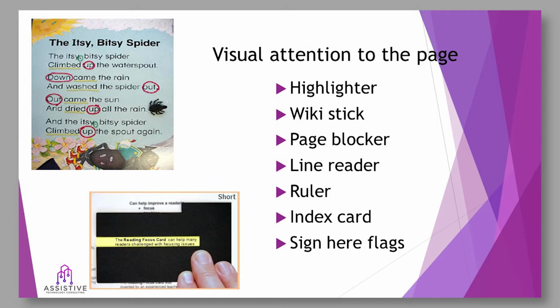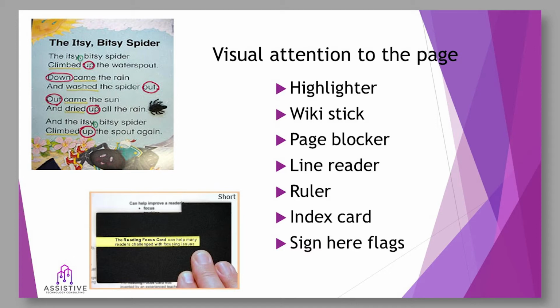When I use a page blocker, you're literally only highlighting the piece you want them to look at. You're covering up the picture. You might be covering up other text. And this has the student then focus directly on the text that we're asking them to focus on, right? A line reader is typically a little piece of cardboard with a colored gel in between.